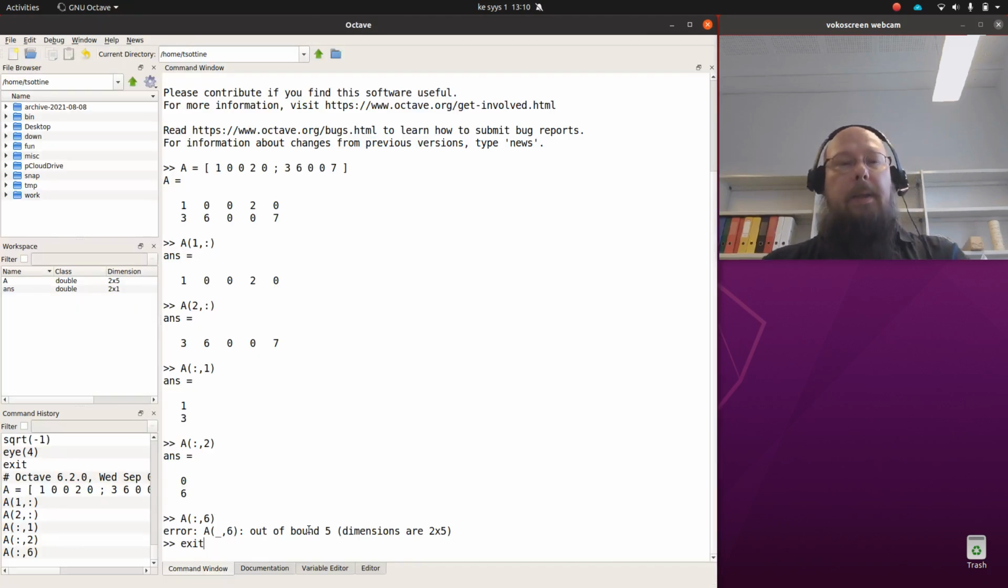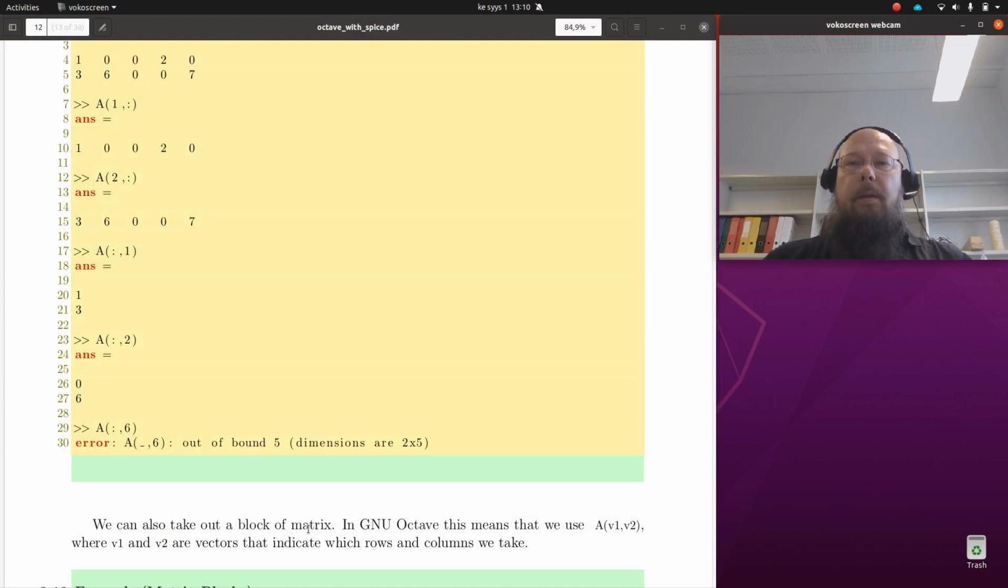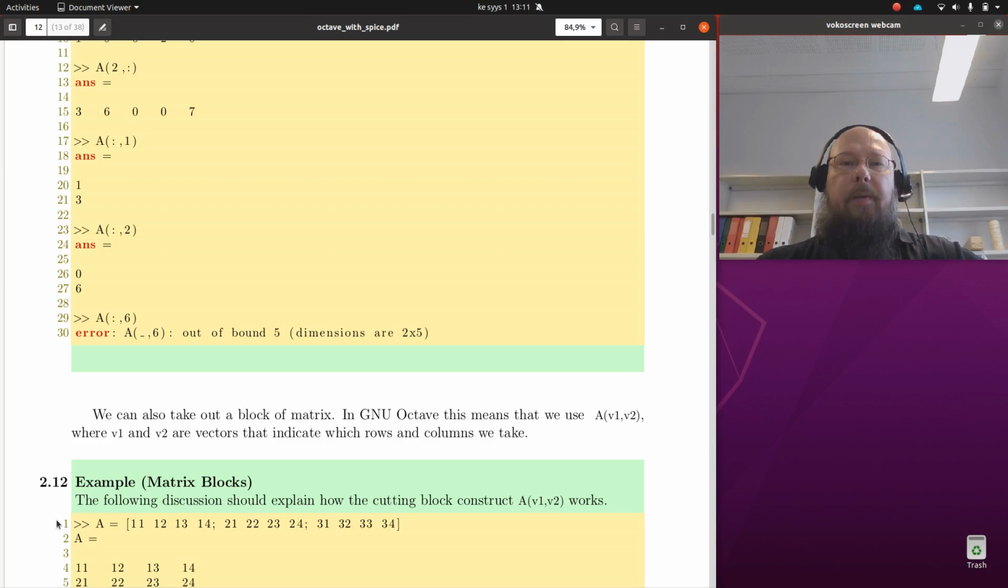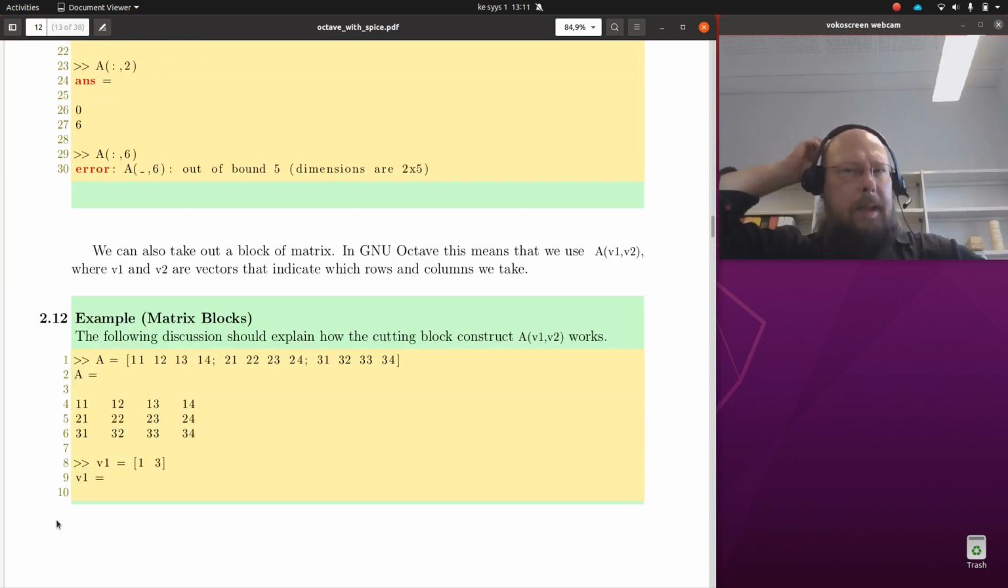Let me exit this Octave and let's get back to the notes. So this is how rows and columns work. There is actually even a more complicated way of looking at matrices. So we can take a submatrix or block out of it. And this is where things get complicated, but unfortunately this is a powerful tool that we will use later, so it's a good idea to at least consider it a little bit at this moment.